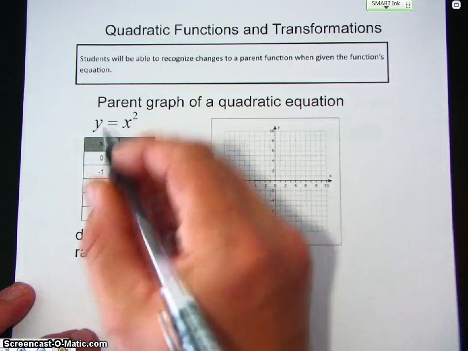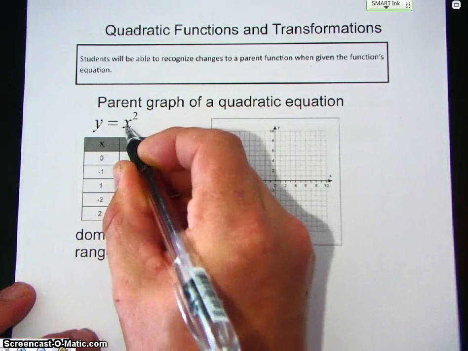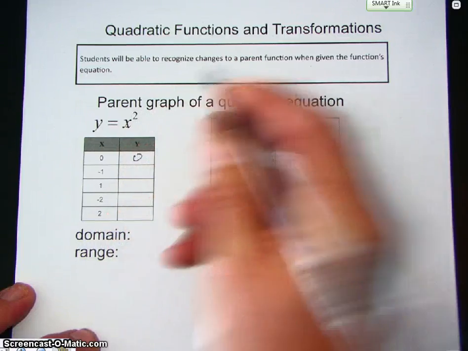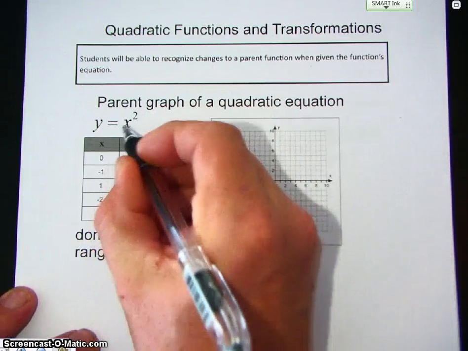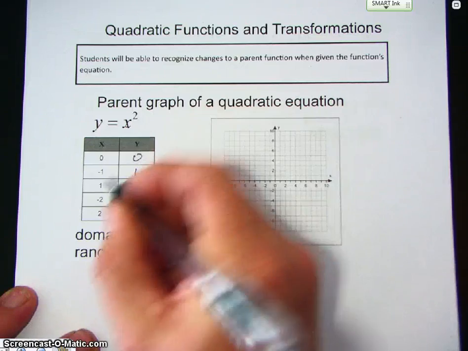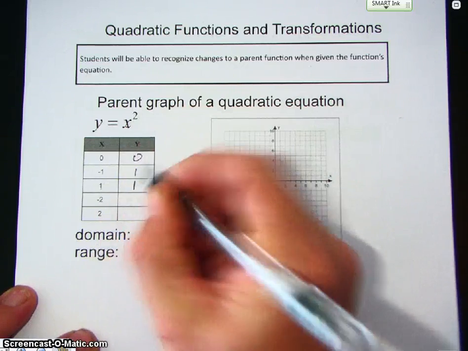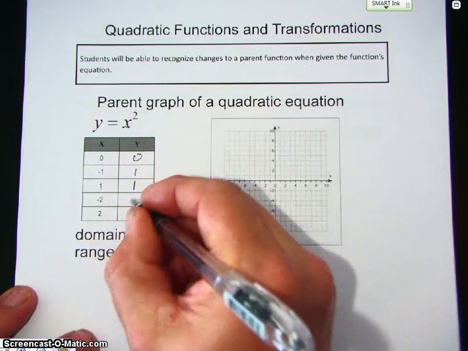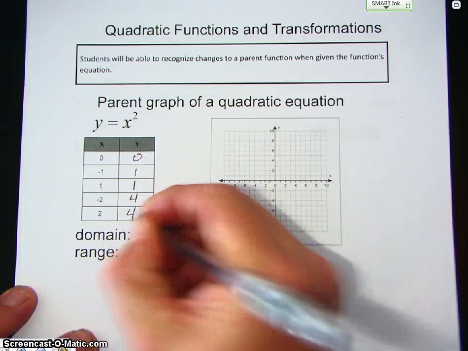Let's go ahead and plug 0 in, so 0 squared is 0. Put negative 1 in, squared is positive 1. Put 1 in, squared is positive 1. Negative 2 squared is positive 4. And positive 2 squared is positive 4.